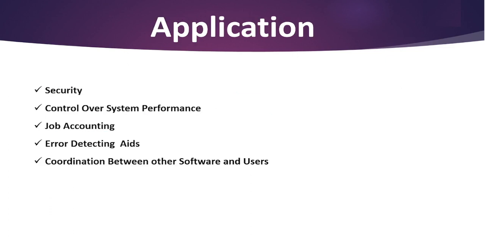Now, next point we have is applications of operating system. So we have basically five applications. First is security, another is control over system performance, job accounting, error detecting aids, and coordination between other software and users. So what is the meaning of security?